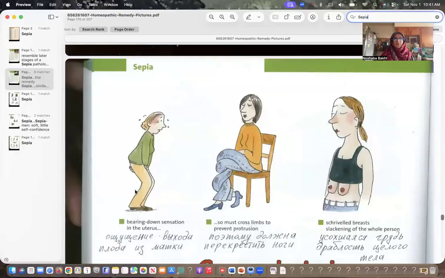I took a couple of other symptoms and repertorized, and sepia came up, and she got better with sepia, and she's now fine. They sit with the legs crossed because they feel like the uterus is going to fall off or their organs will.